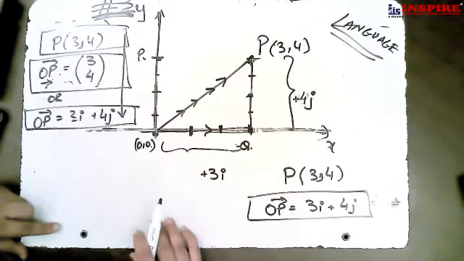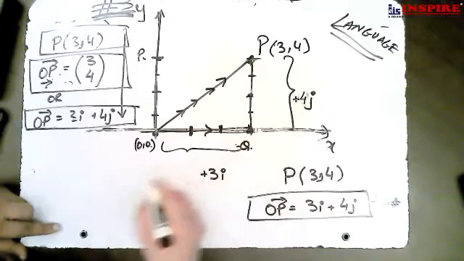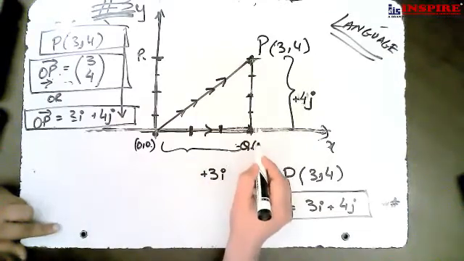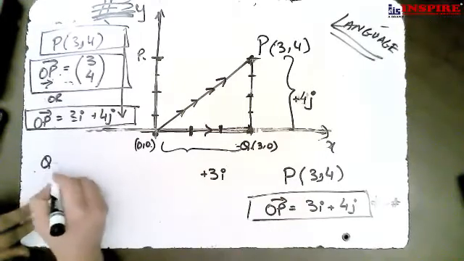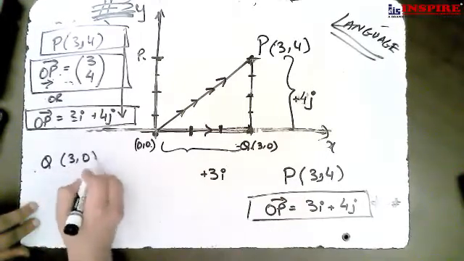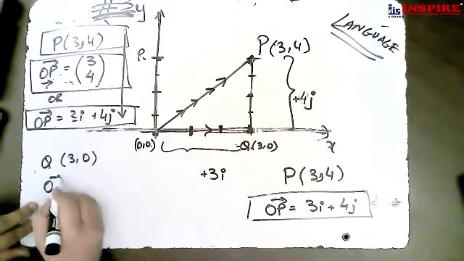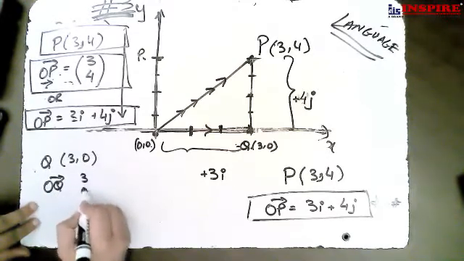Got it? So if I say the coordinates of Q are 3, 0, then OQ is equal to 3 and 0.